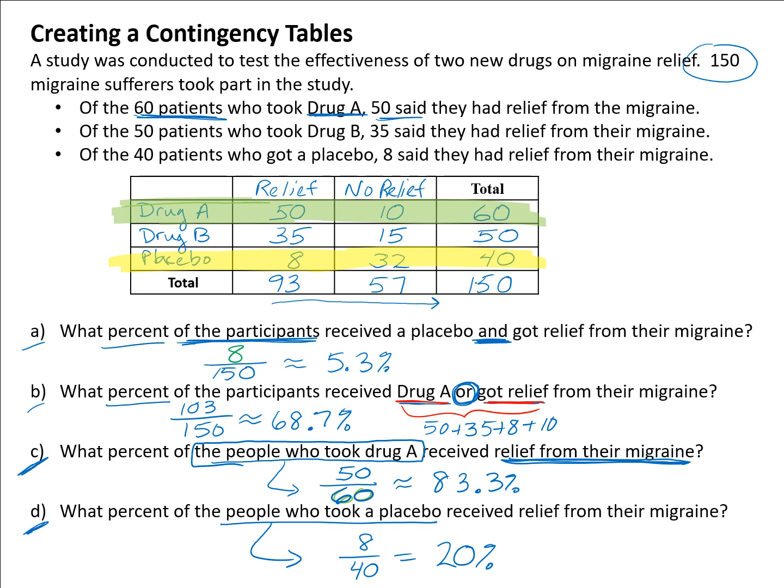What we calculated on this page were percents related to this scenario. Remember, one of the things you can do with percents created from data is you can also use those to estimate probabilities. So this 20% of people who took a placebo who received relief, I could say that in terms of what is the probability that when you pick someone at random from the placebo group, that they got relief from their migraine. So that would be 20% of people from the placebo group got relief from their migraine. So you use this percent calculated from data to approximate a likelihood or a probability.